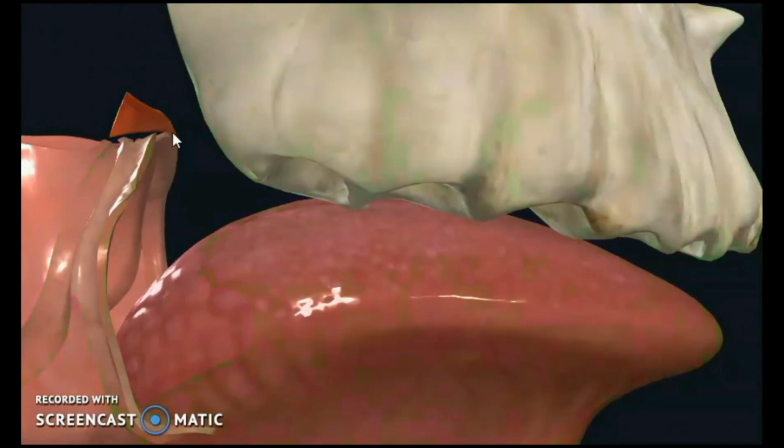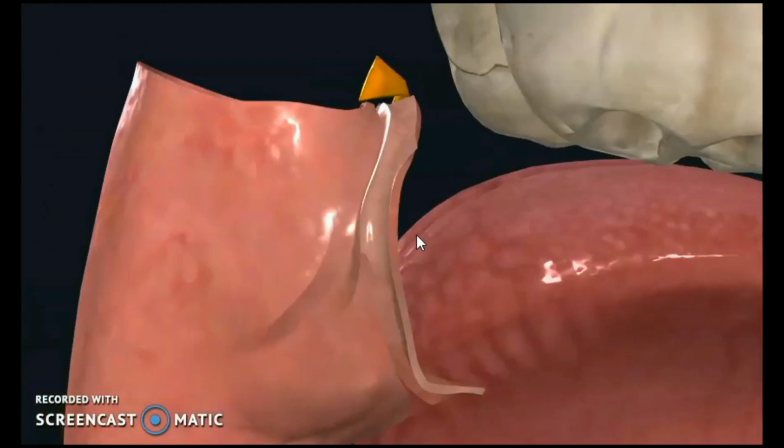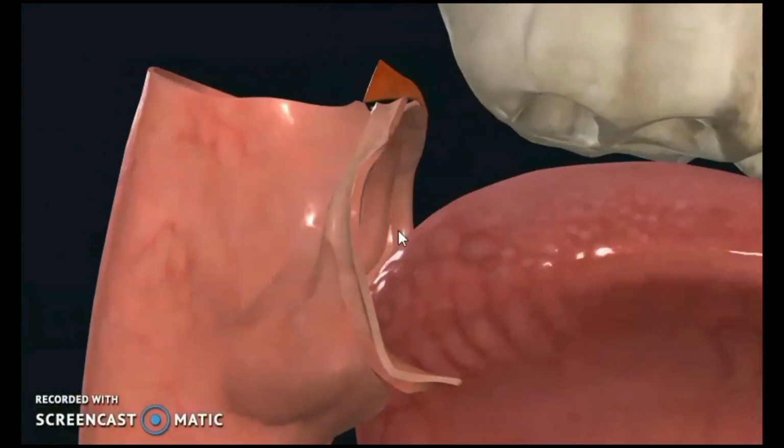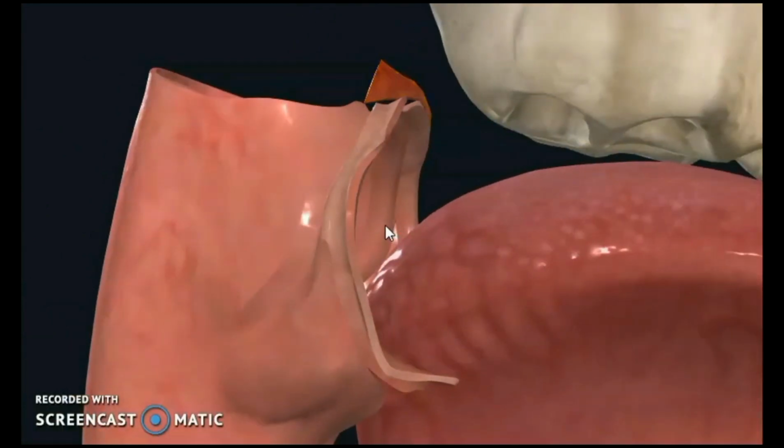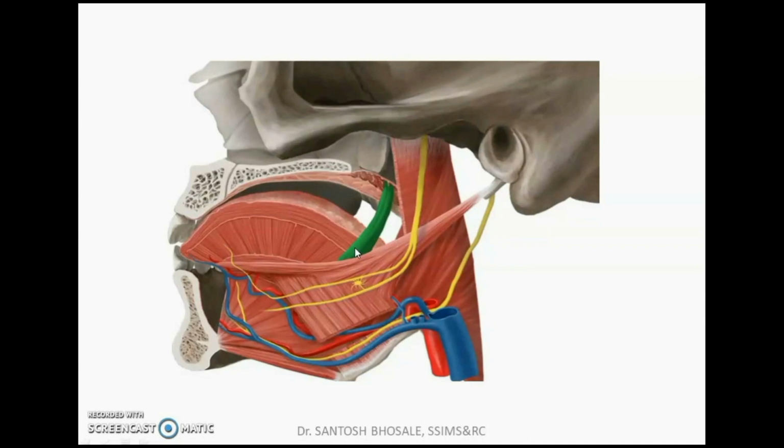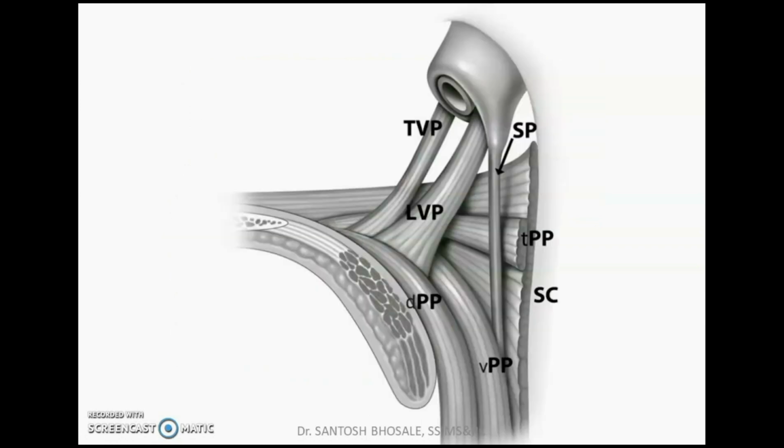You can see, this is the function of palatoglossus. It raises the base of the tongue during deglutition. Whereas palatopharyngeus raises the pharynx during deglutition. So palatoglossus, now you can all summarize.